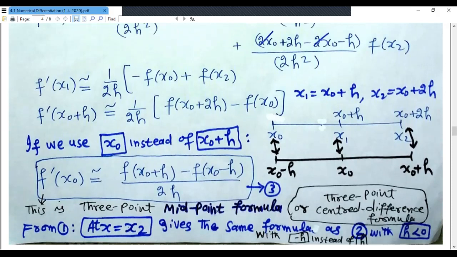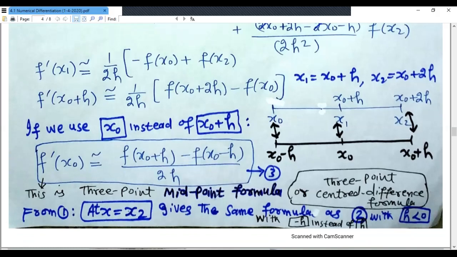Note that whenever we find the derivative at some x naught, we need to replace this x naught plus h by x naught. If we do this, look at the picture. Also, if x naught plus h is replaced by x naught, then x naught will be replaced by x naught minus h, and x naught plus 2h will be replaced by x naught plus h.